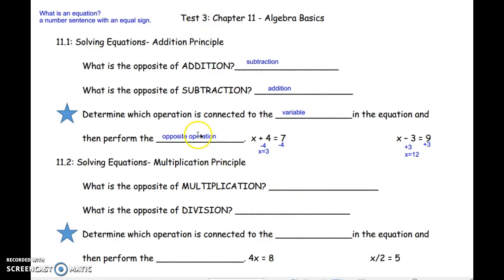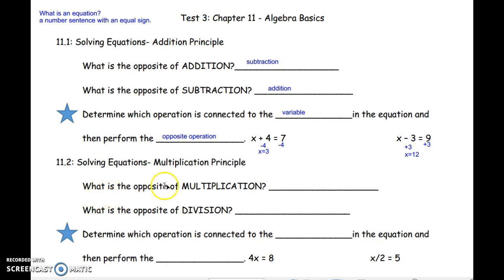Okay, so previously we did 11.1, which was the addition principle. Now we're going to look at the multiplication principle. It's very similar, except instead of addition, we're going to be looking at multiplication. Just like before, whenever you have an equation with the equal sign, we're going to be trying to find the value of x.